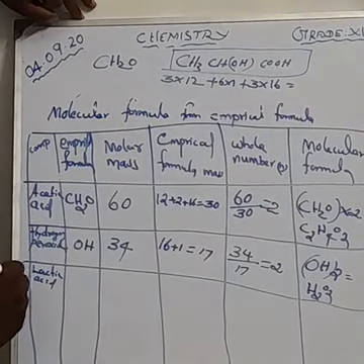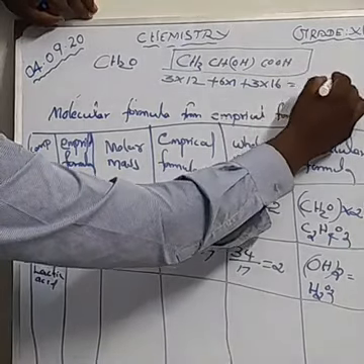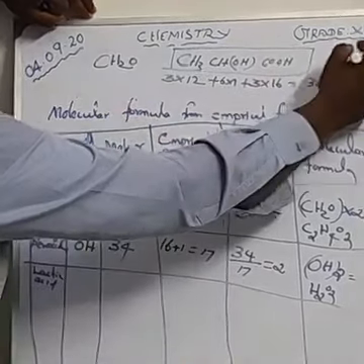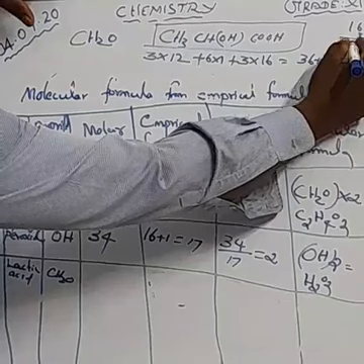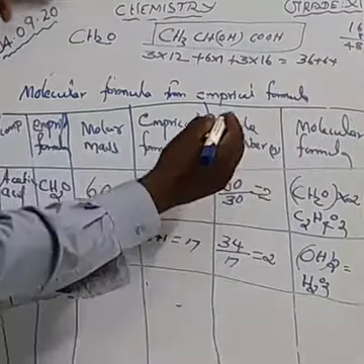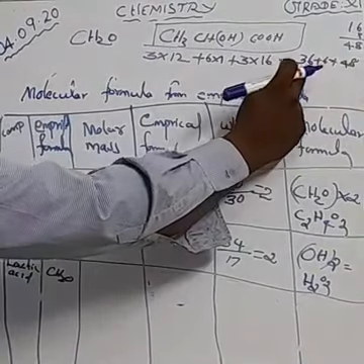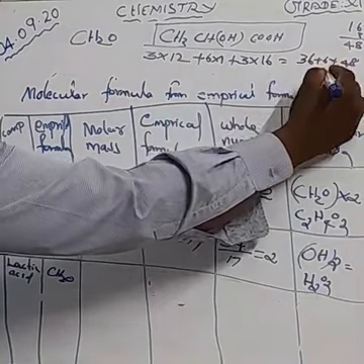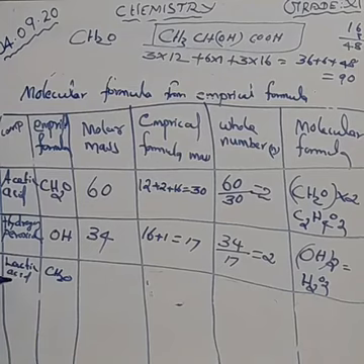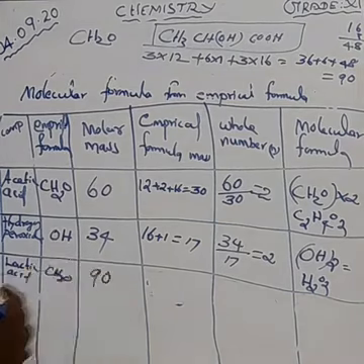3 into 12, what's the answer? 36. Is it? 36 plus 6 plus... this one is 16 into 3. What's the answer? 48. Okay, so make it here 48. So we get that 6 plus 40 is equal to 90. Okay, so the molar mass of lactic acid is equal to 90.